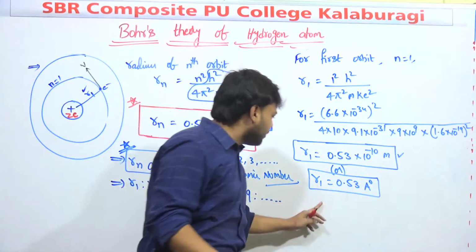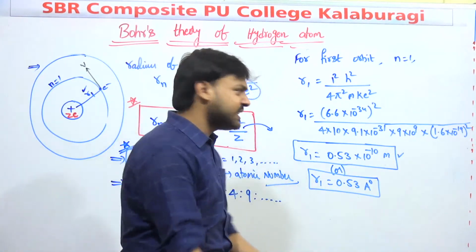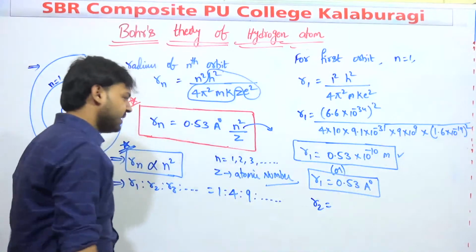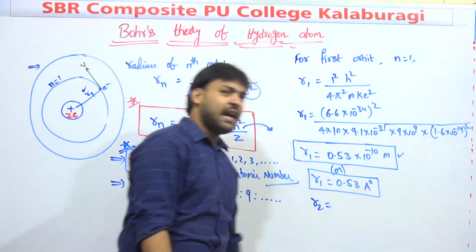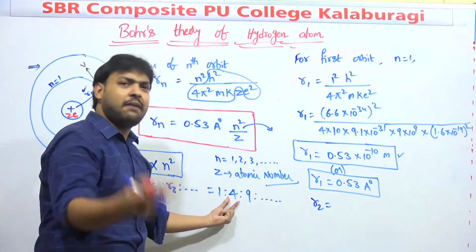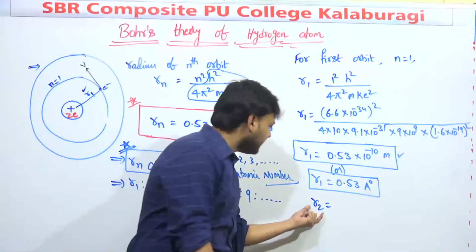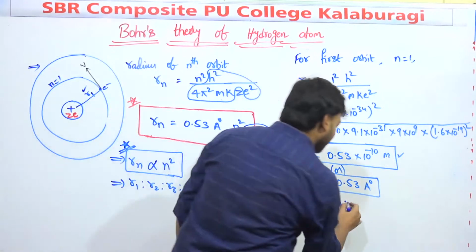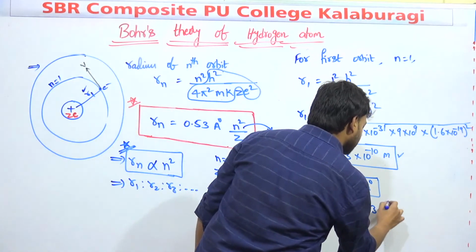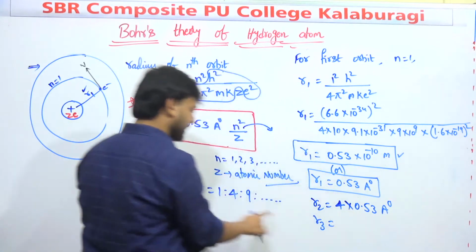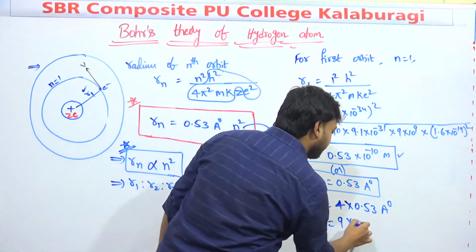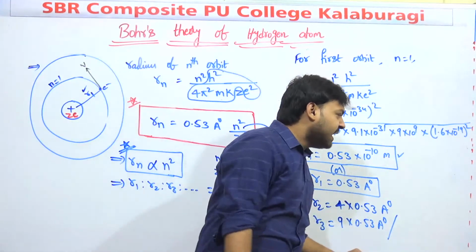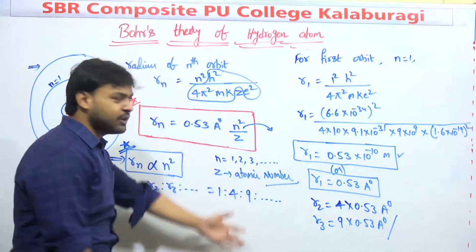So we can calculate R2, we can calculate R3 and so on. What will change? The n value will change. If you want to calculate R2, directly I can tell. Tell me, how can you tell? R1 value is 0.53 angstroms. Now this 0.53 you have to multiply with 4. That's all. R2 is 4 times R1, so 4 into 0.53 angstroms. If you want to calculate R3, it is 9 times 0.53 angstroms. So this is the way we can calculate whatever the radius it might be. Clear about the radius point?